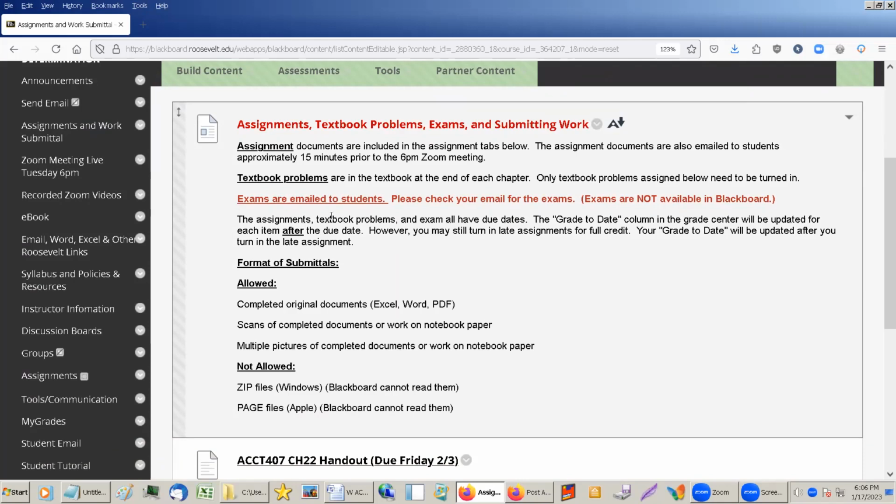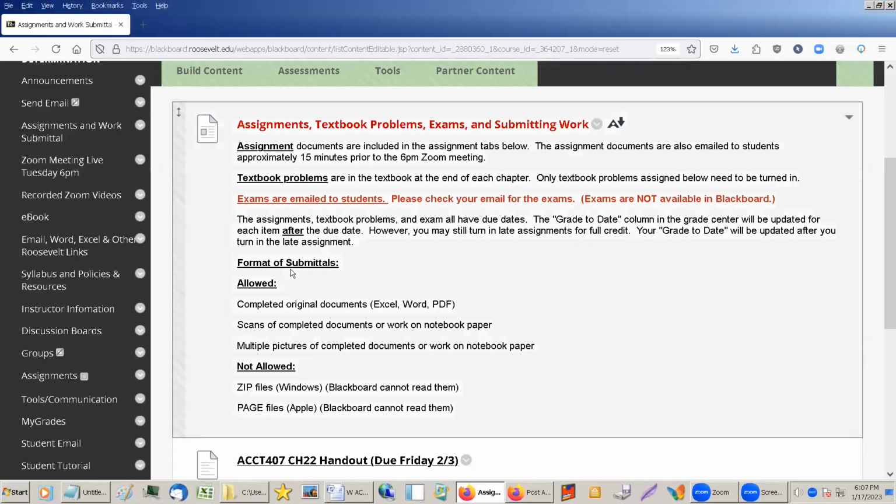Exams are emailed to students, so you will not find exams in Blackboard. Each exam is going to be emailed to you, and you turn in the exam that you're emailed. So don't look for your exams in Blackboard. They're not going to be there. They'll only be in the emails. The reason for that is people will have different versions of the exam, some may have Form A, Form B. You get the idea. So that's why you turn in the exam that was emailed to you.